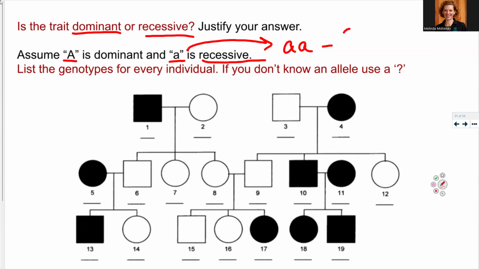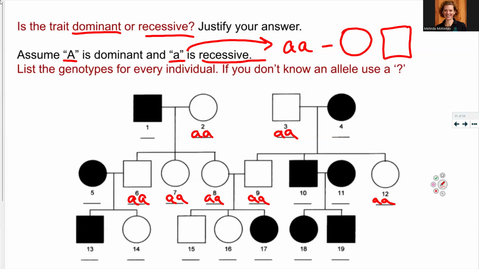So this is going to be all of the unshaded circles and all of the unshaded squares are going to be homozygous recessive. So you could just go in and fill all those in right away for all of the options. That's easy. Okay. All right. Then we can go back and kind of work backwards and think about some of the others.